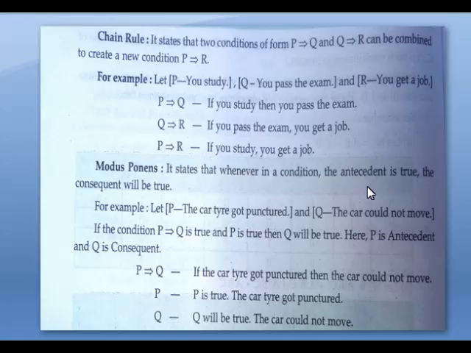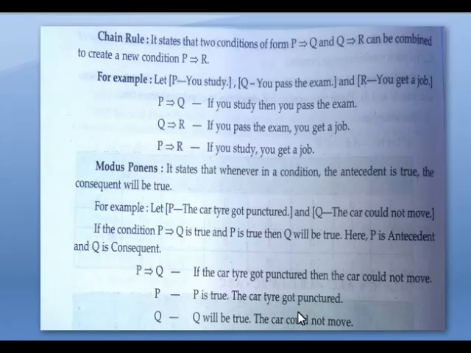So if the condition P implies Q is true, then P is true and Q will be true. And then P is antecedent and Q is consequent. So P implies Q. If the car tire got punctured, then the car could not move. Okay. So P is true and Q will be true. Why P is true? The car tire got punctured. पंचर हो गया तो कार को मूव नहीं कर सकते है ना. So both are true. Both the conditions are true.